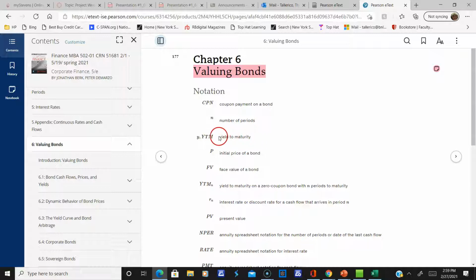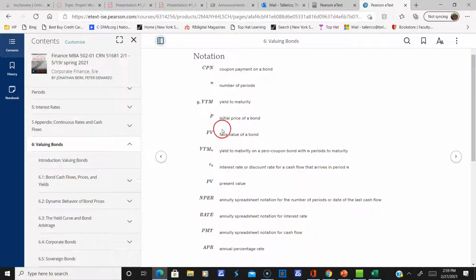Yield to maturity is the yield you're going to get when the bond matures, including everything. And I think a couple of the homeworks we did that, right? It's the same thing as internal rate of return. And the P here is the initial price of the bond. If you buy a new bond, the price or the face value is going to be the same. Typically, brand new bonds come with a face value or par value or an initial price of $1,000. There's a couple of words for that.